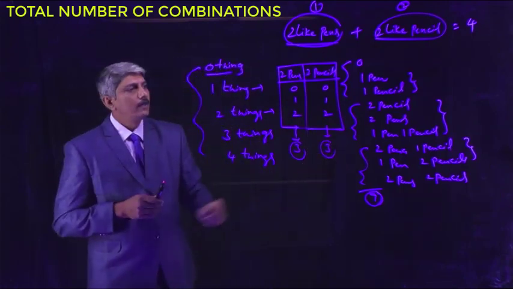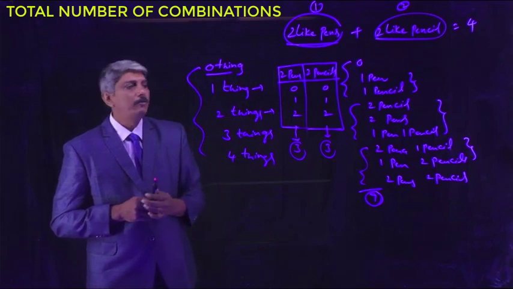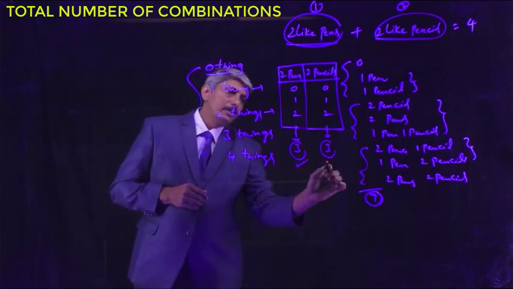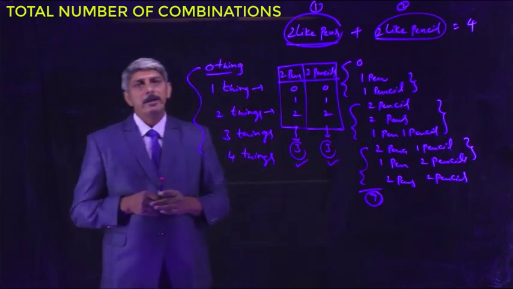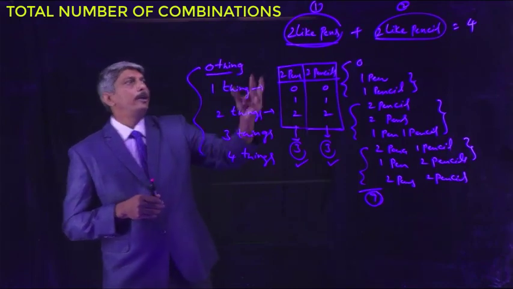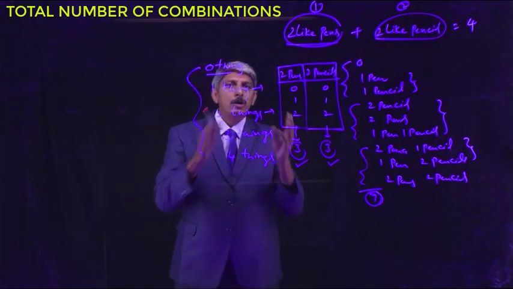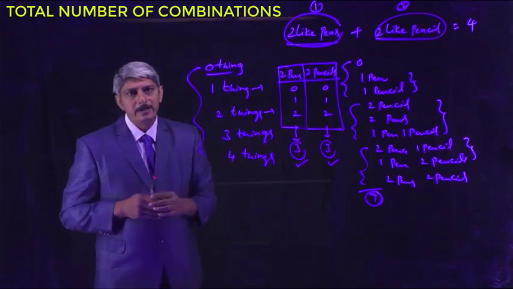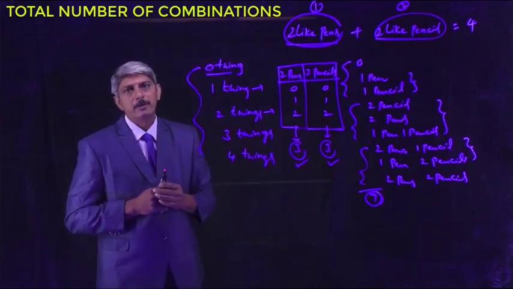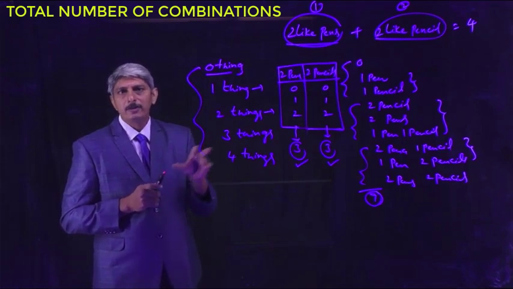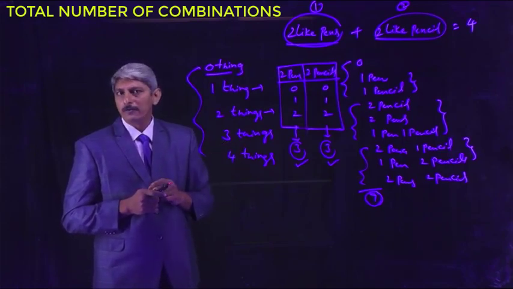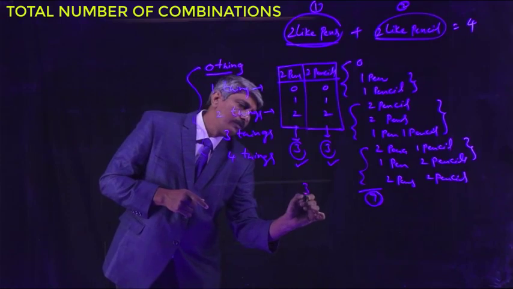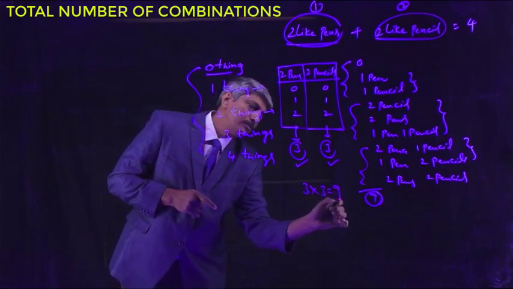Therefore, the first operation can be performed in 3 ways. The second operation can be performed in 3 ways. Therefore, we divide the given problem into two operations. The first operation can be performed in 3 ways, the second operation can be performed in 3 ways. Therefore, these two operations can be performed in how many ways? 3 into 3, this is equal to 9 ways.